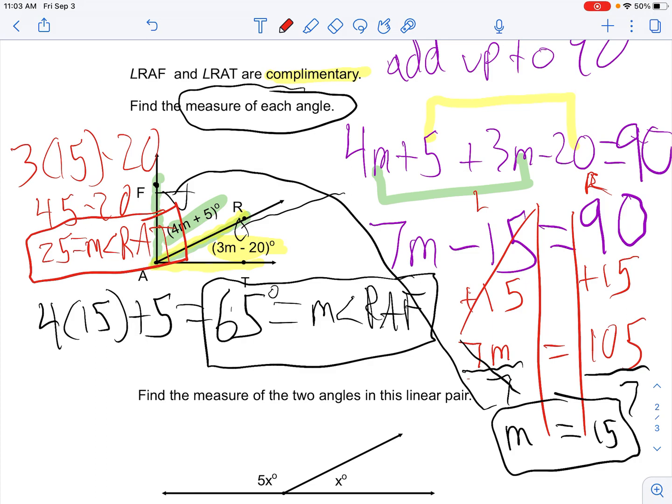Now let's double check our work. I said that little angle plus little angle equals big angle, and we know that the big angle is 90. 65 plus 25 does in fact equal 90, so we know we did it correctly.